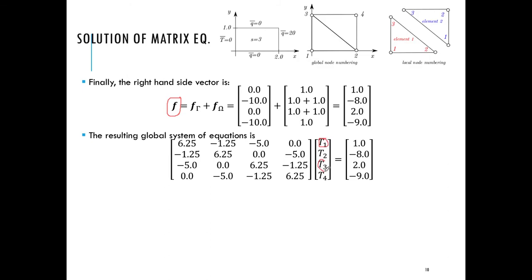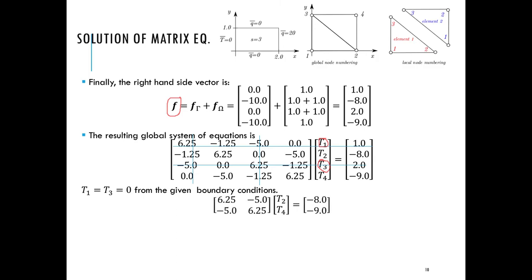node 1 aur 3 ke upar temperature 0 hai. Theek hai, so basically iska matlab ye ke ye wali rows or columns corresponding to 1 and 3 nodes, they can be eliminated. If they are eliminated, we get our reduced matrix equation, and this one we can solve straightforwardly such that we can find then ke hamara T2 and T4 kya hai. Okay, so basically we've got our entire solution.